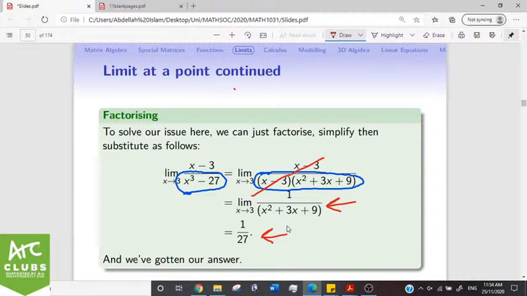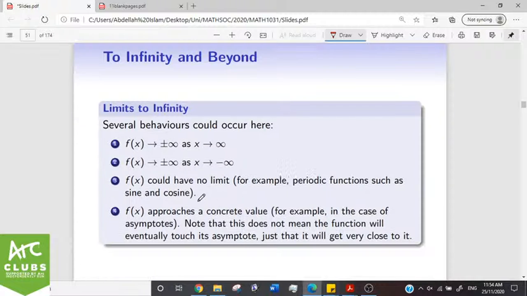So that's our limit. Even though our function isn't actually defined at this exact point, x equals 3, we can find its limit, or what it behaves like at this point. Some functions have weird limits where they go off to infinity or minus infinity. Some functions have no limits, like sine and cosine. So for example, the sine curve.